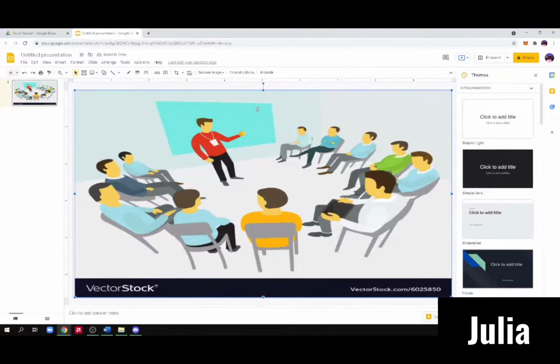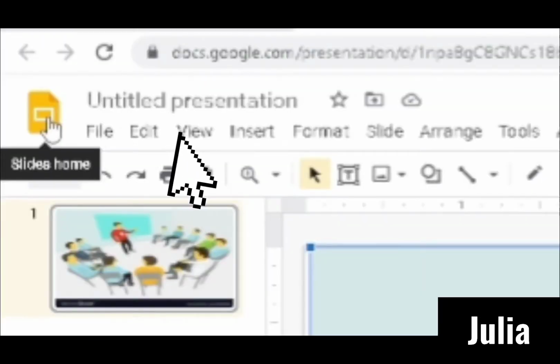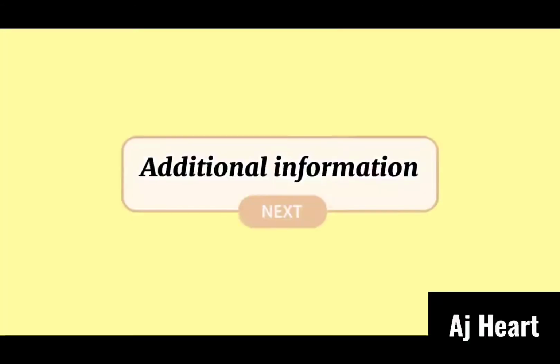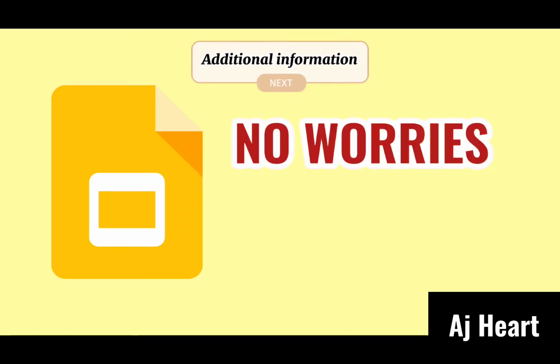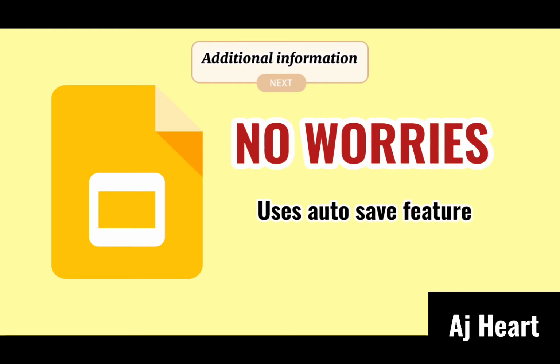In the upper left corner, you can see the yellow Google Slides icon. You can click it whenever you want to go back to your Slides home. Beside that icon is where you can type the title or rename your presentation. Additional information: in Google Slides, you don't need to worry about losing your presentation just because you forgot to save your work or can't find the save button. It is because this program uses an auto-save feature which automatically saves every change you make.